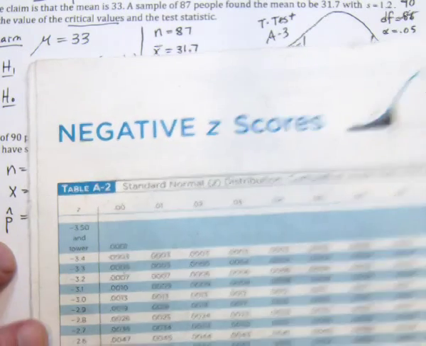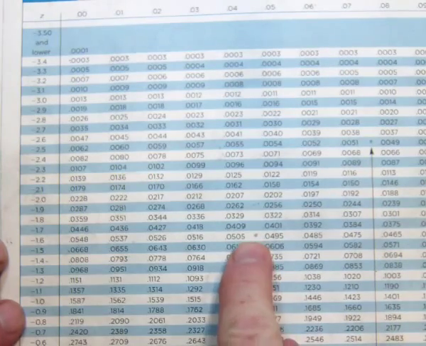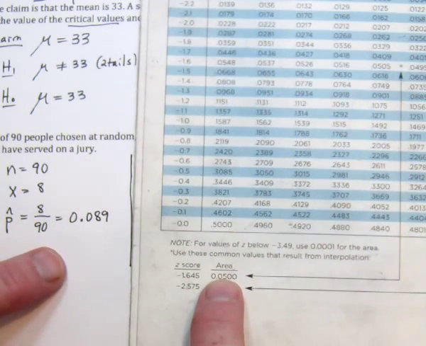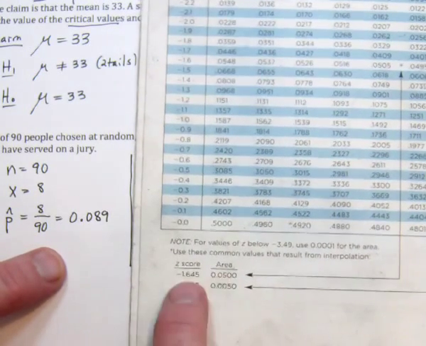So then you just look through for what's closest to 0.05. And there's actually a tie right here. The star tells you to look down at the bottom, and it says if you were looking for 0.05, then the z-score is negative 1.645.